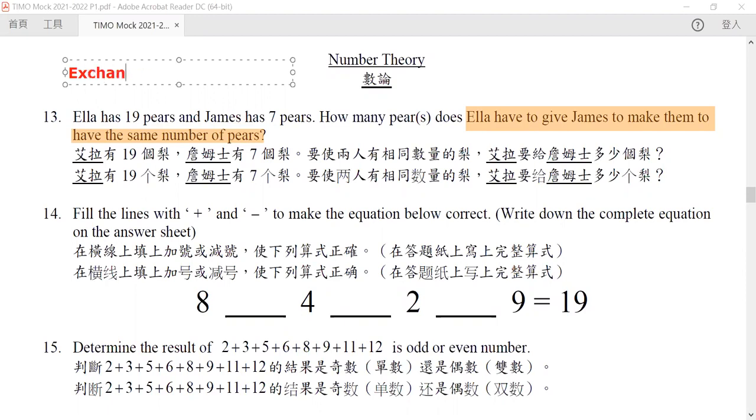Teacher, n square is 8 plus 4 minus 2 plus 9.